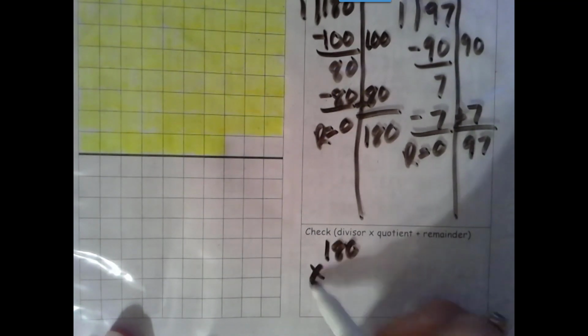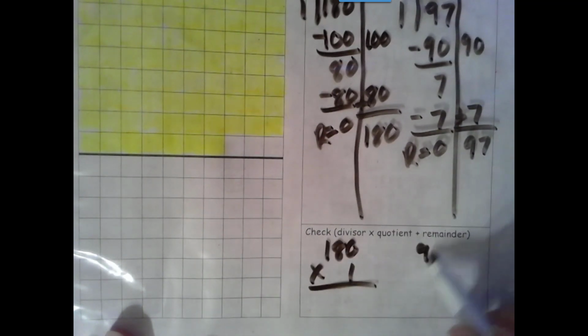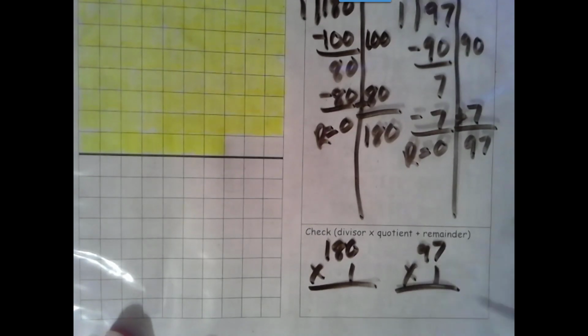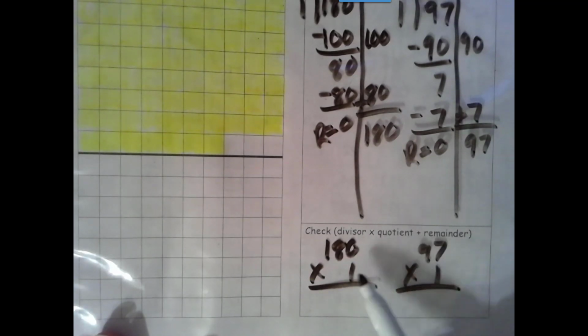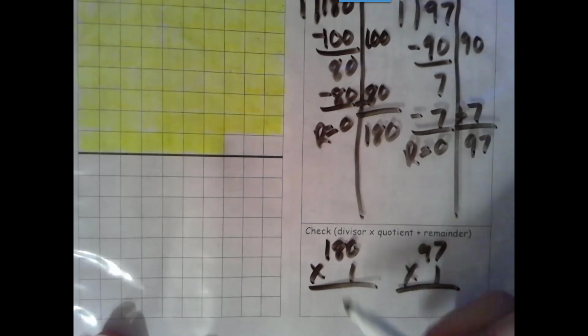Since our remainder is 0 for both, and the identity property of addition says when you add 0 it stays the same, we don't need to add 0. But what we end up with here is our identity property of multiplication that says when you multiply by 1, it stays the same. One group of 0 is 0.